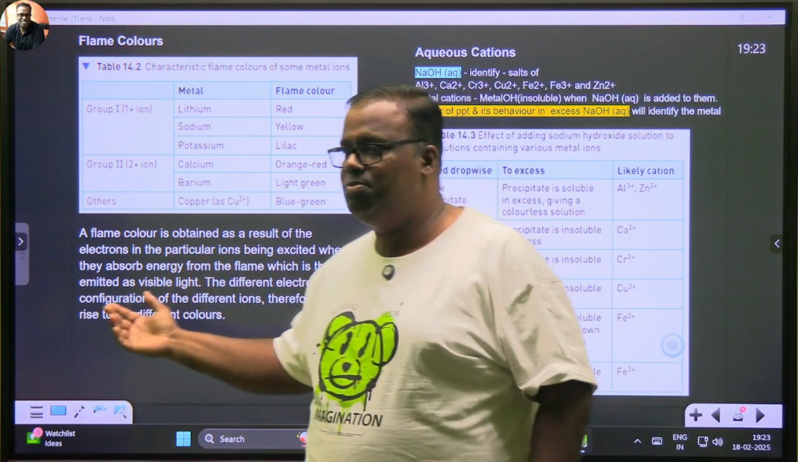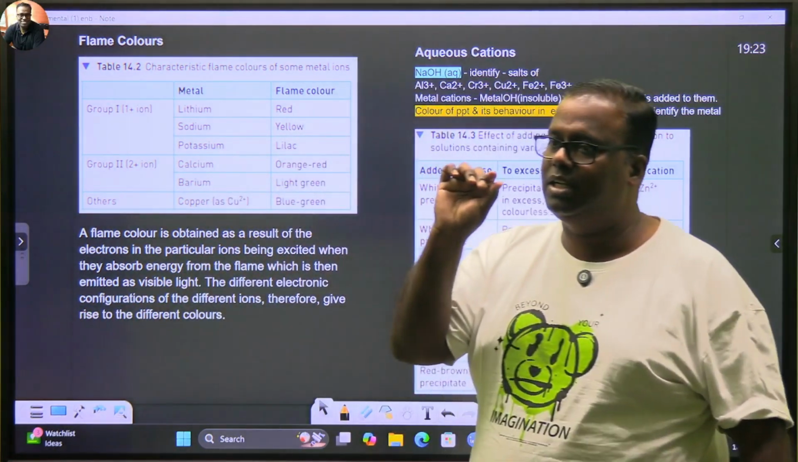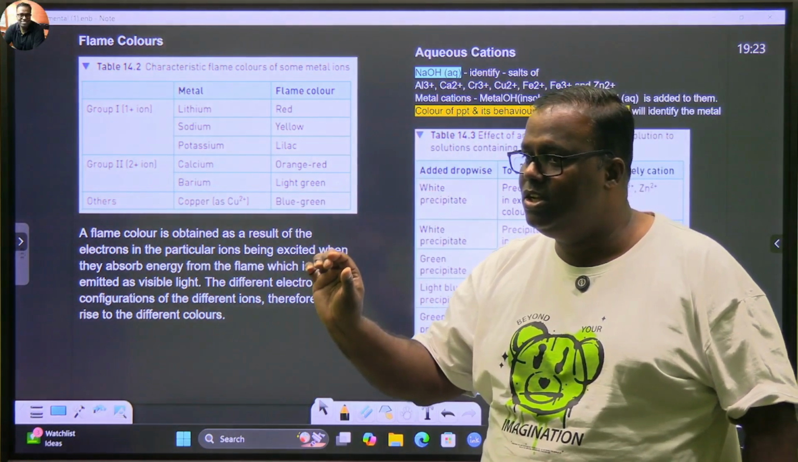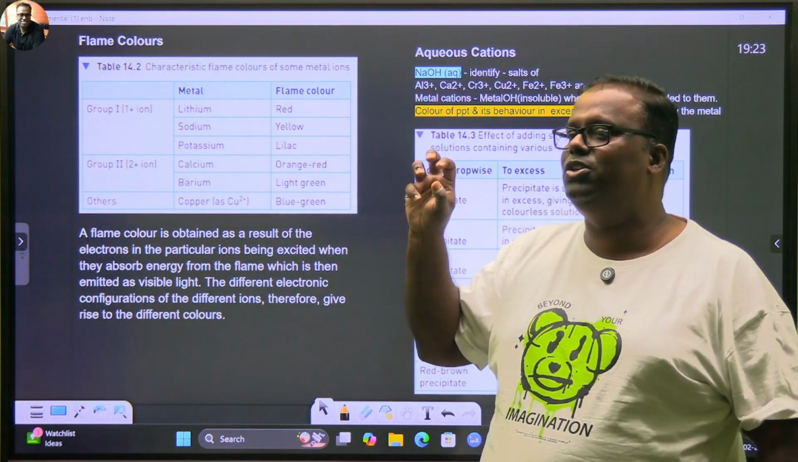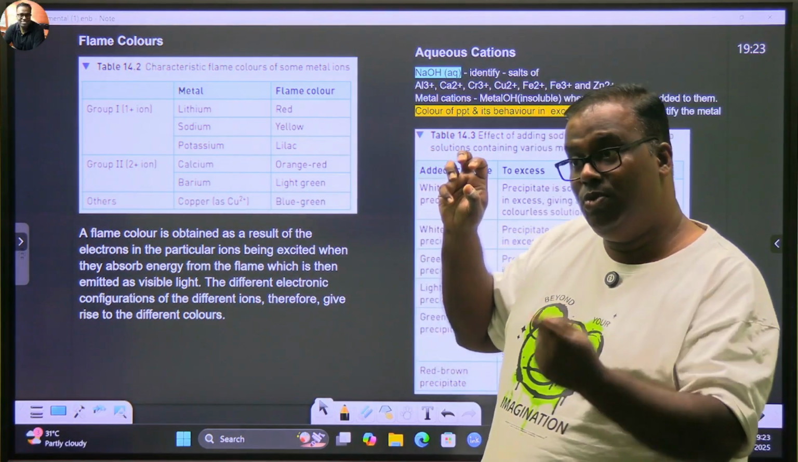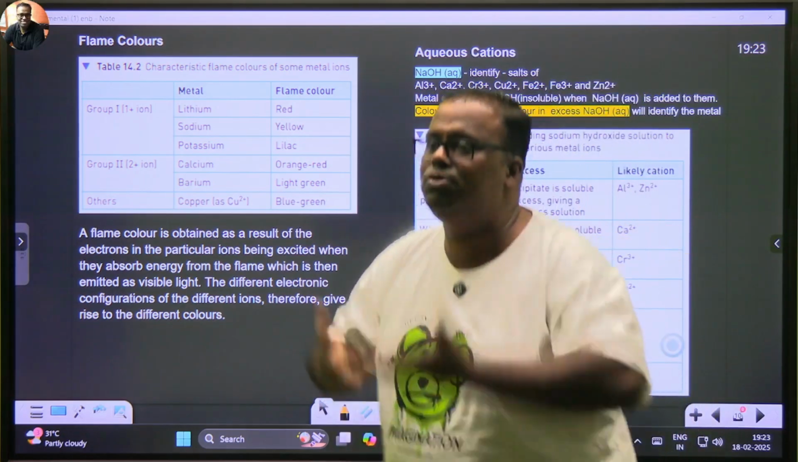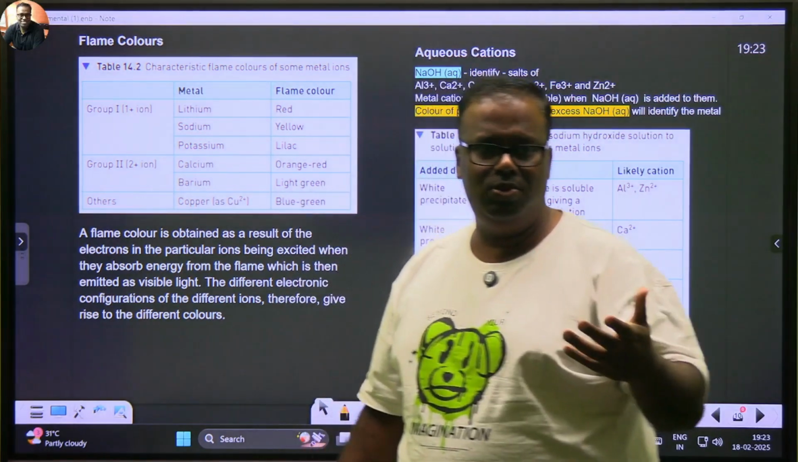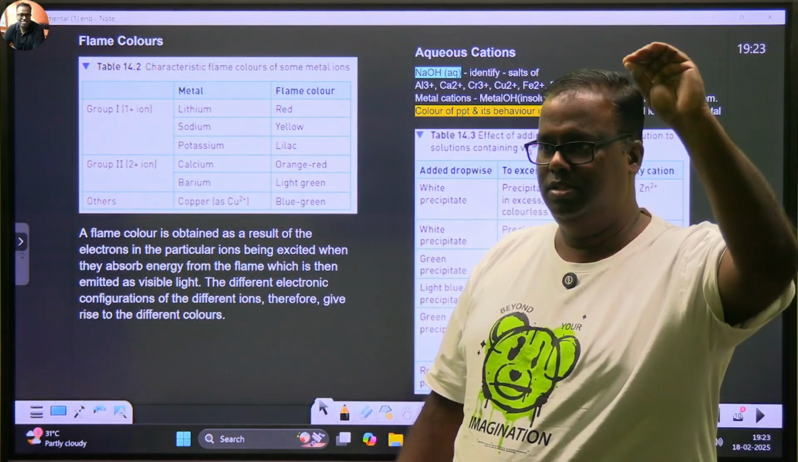The flame test gives a characteristic color, and the color represents the wavelength of that radiation. That radiation has been absorbed by the electron in the form of energy when you were heating it, and the electron jumped from one level to another. We call that an excited state. In higher classes, you will understand how the electron starts occupying excited states.